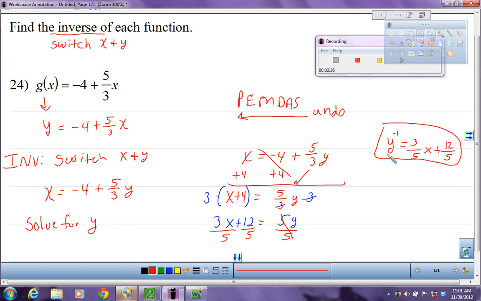And if you indicate it with a -1 power, that means that you found the inverse. So you would either see it like this or like this. So that's also an answer.